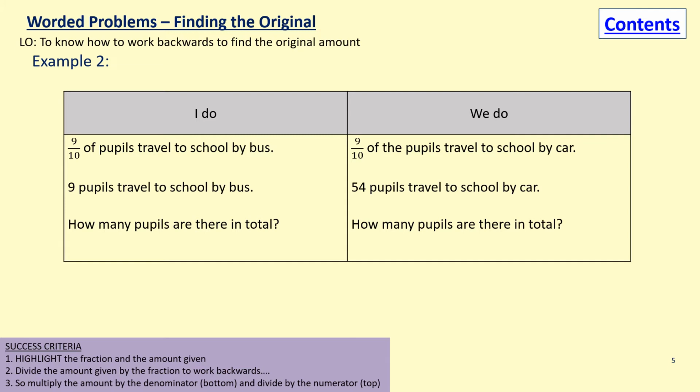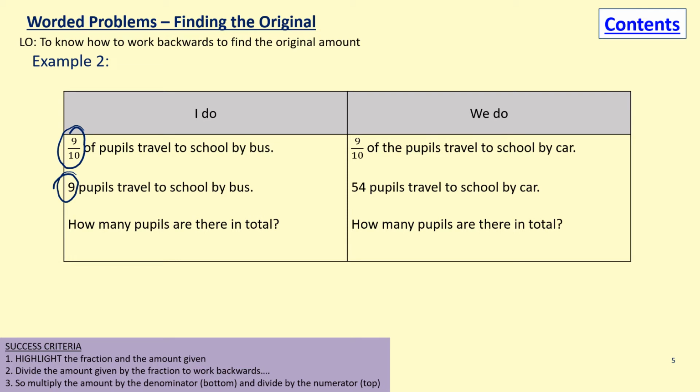9/10 of people travel to school by bus. 9 pupils travel to school by bus. How many pupils are there in total? So this example tells us that 9/10 of students is actually 9 students. So you see, 9/10 is the fraction that travel by bus, and this is the actual exact number of students that travel by bus, which means that 9/10 is actually 9.